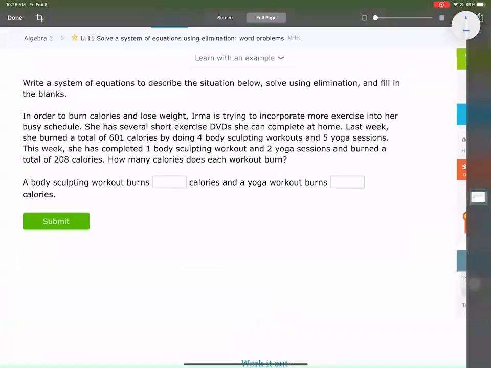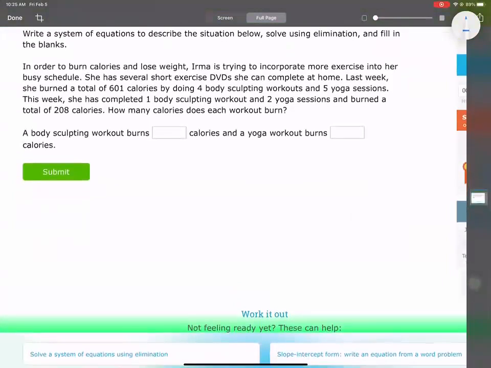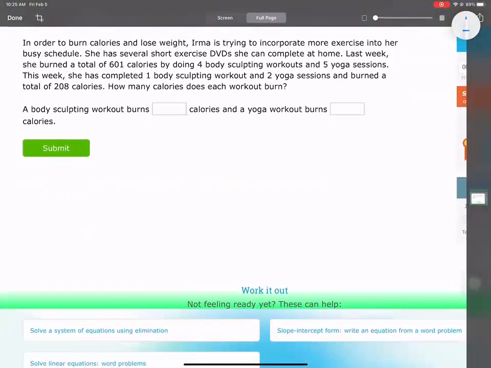Write a system of equations to describe the situation below. Solve using elimination and fill in the blanks. We're going to solve using elimination and answer the question. In order to burn calories and lose weight, Irma is trying to incorporate more exercise into her busy schedule. She has several short exercise DVDs she can complete at home. Last week, she burned a total of 601 calories by doing 4 body sculpting workouts and 5 yoga sessions. This week, she completes 1 body sculpting and 2 yogas and burns a total of 208 calories. How many calories does each workout burn?